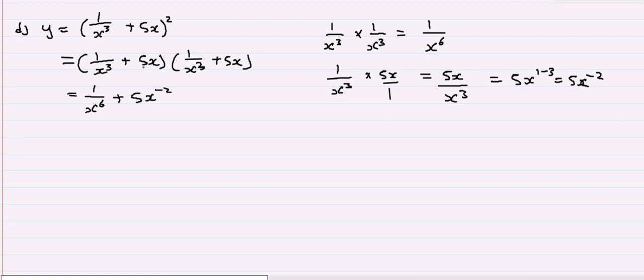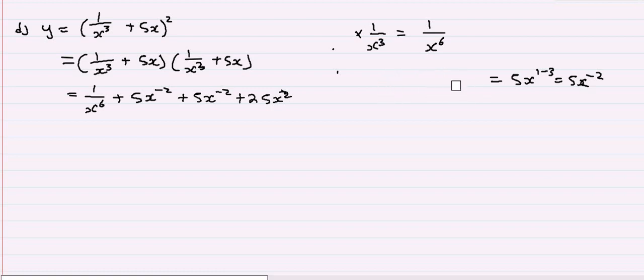Come to the second term. 5x multiplied by 1/x³ is the same as plus 5x⁻², plus 5x multiplied by 5x is positive 25x². And remember, we haven't found the derivative yet. We're just simplifying the brackets.